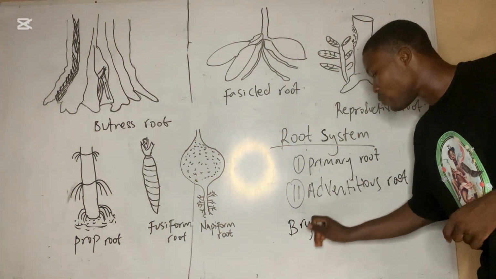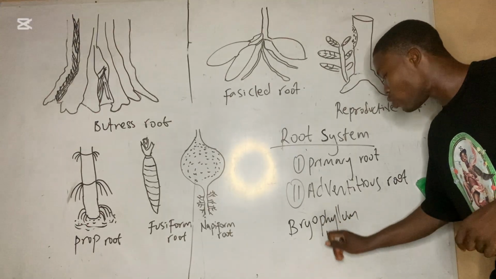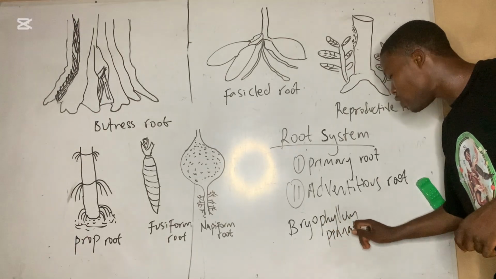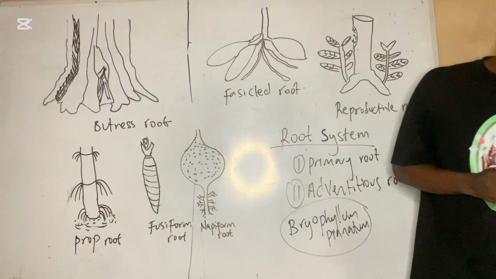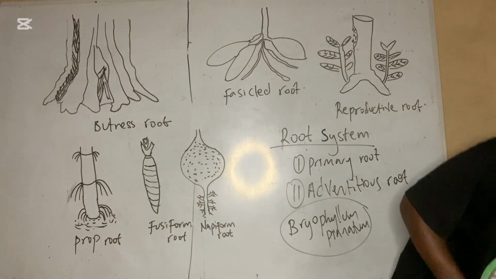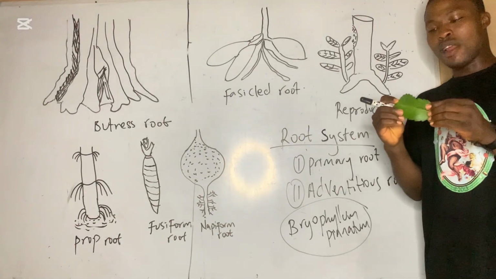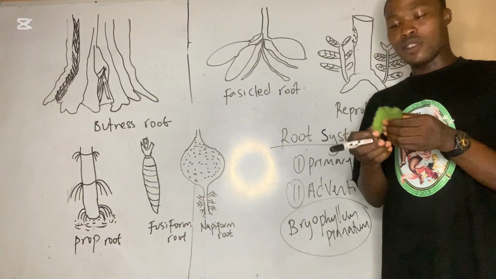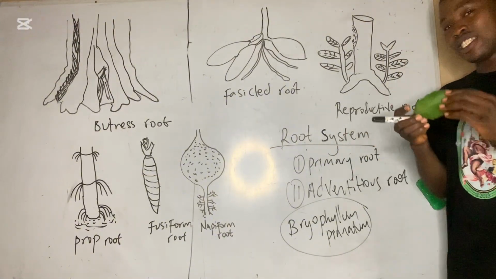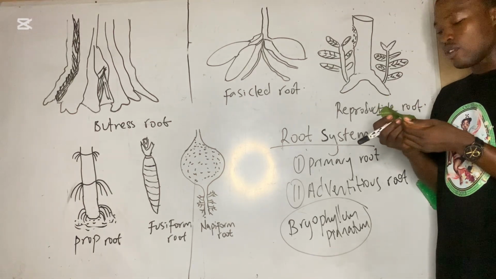Bryophyllum pinnatum. It is called the resurrection plant. I think I have one here. Okay, this is a Bryophyllum I brought to this video. In Africa, we commonly say it's used to treat cough, but it's more than that. Let's not talk about the uses of this. Now, we're looking at the root system.